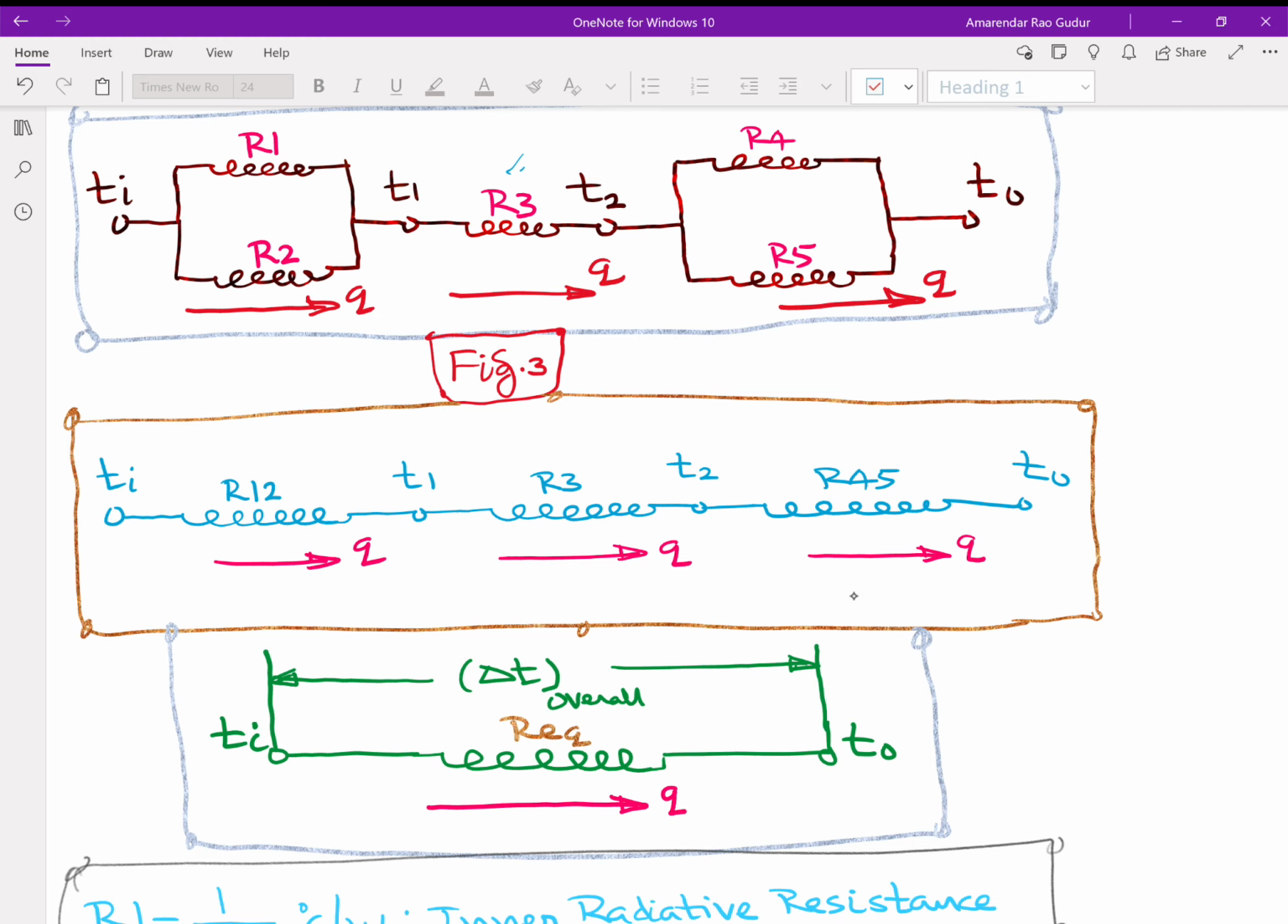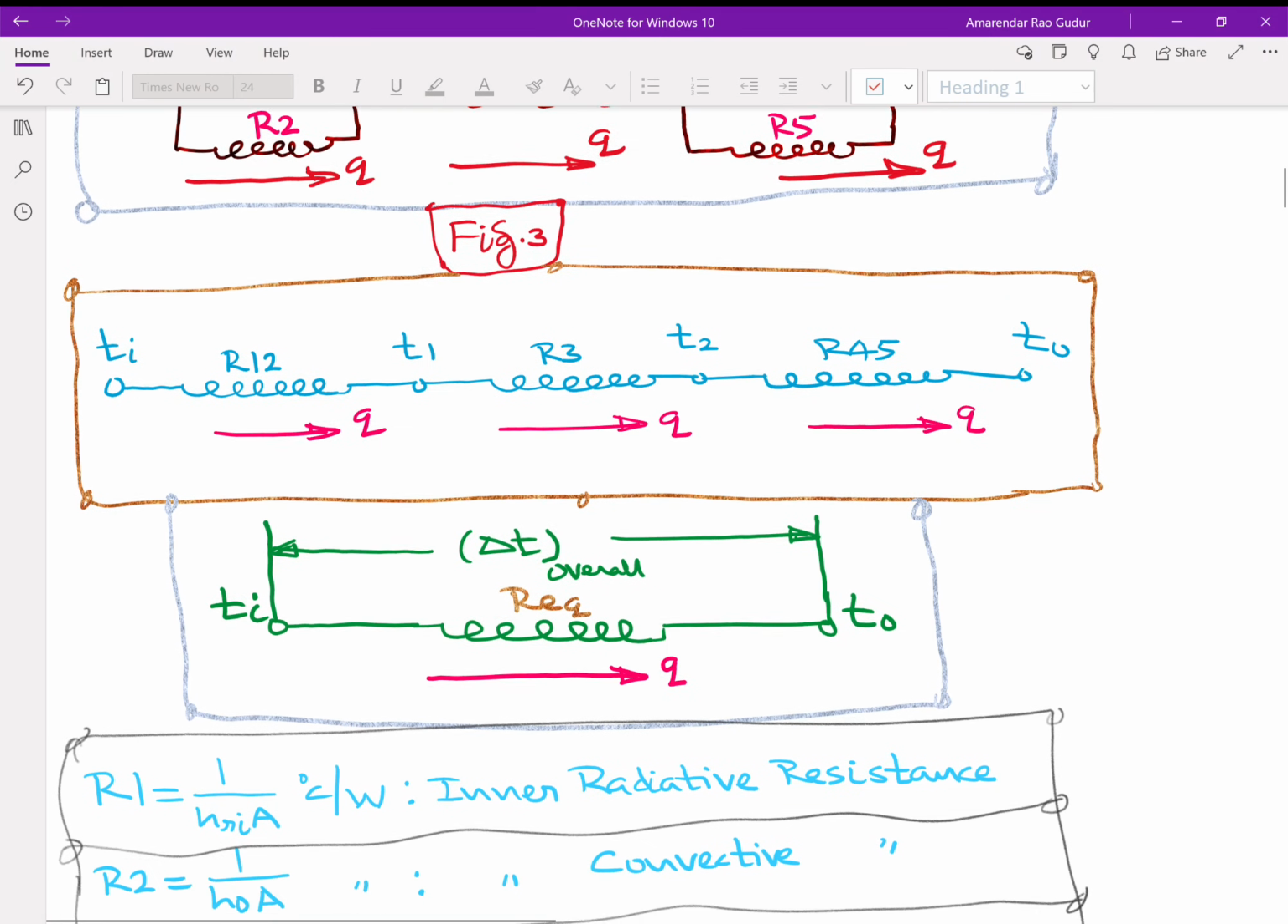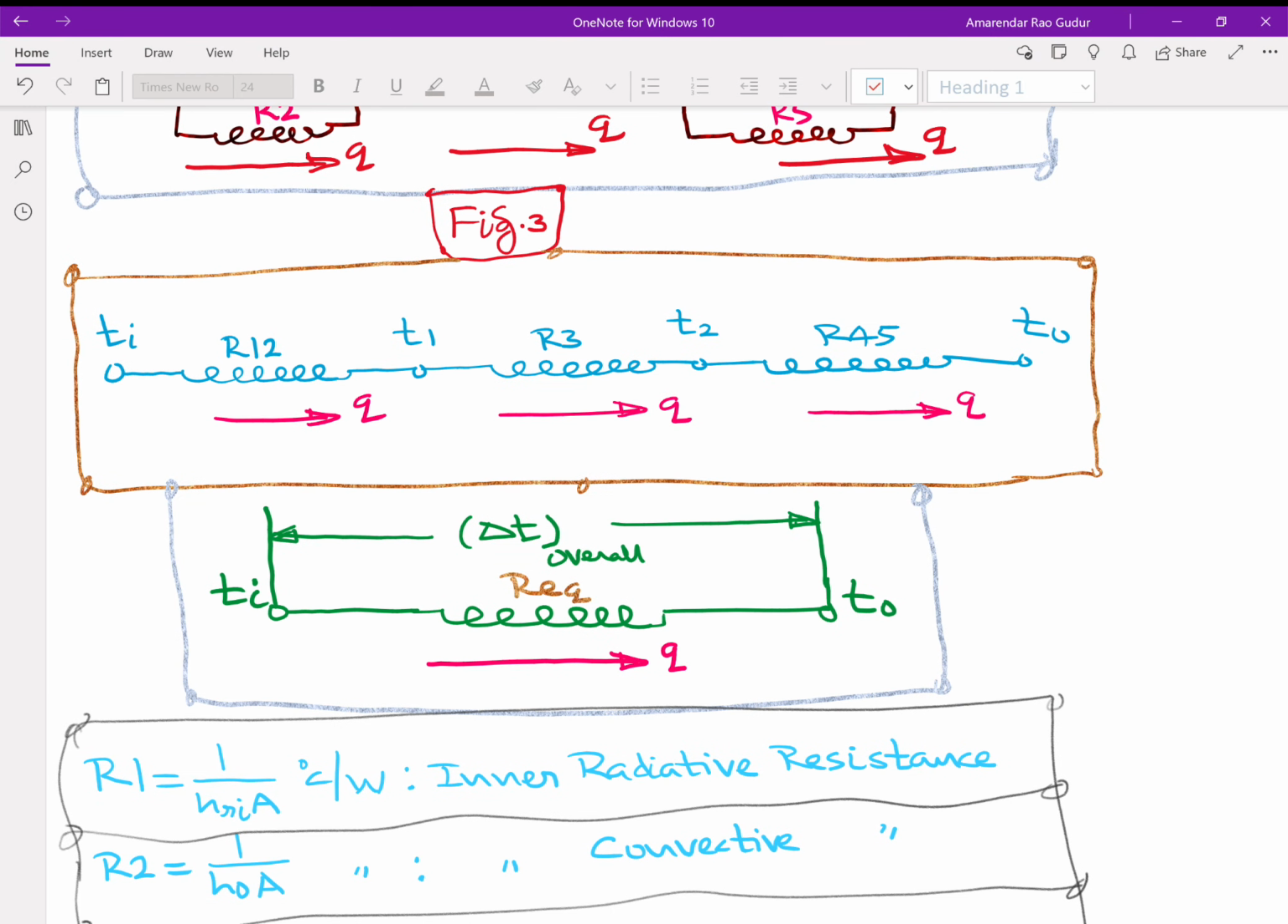As a result, R1 and R2 can be replaced by R12, the equivalent resistance of R1 and R2. R3 will be carried forward. Then R45 is the equivalent resistance of R4 and R5. Now that we have all the resistances working in series, R12, R3, R45, again we recollect Ohm's law that whenever a number of resistances operate in series, their equivalent resistance will be the sum of the individual resistances. So R equivalent obviously will be R12 plus R3 plus R45.